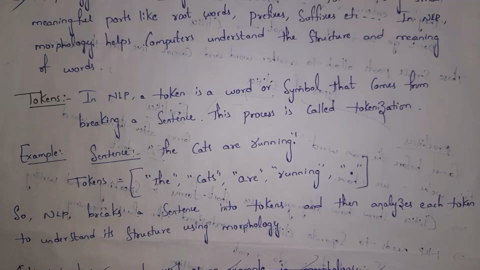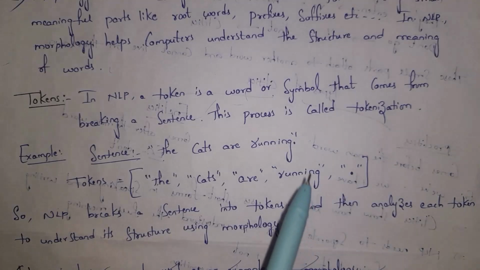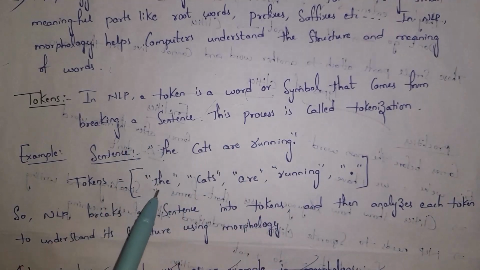Guys, I will give one example so that you can clearly understand what are tokens. For example, there is a sentence, the cats are running. Now I will break this sentence into words or symbols like the, cats, are, running, and the full stop is a symbol. So in total there are 1, 2, 3, 4, 5 tokens generated from this sentence. So the process of converting a sentence into tokens is known as tokenization.